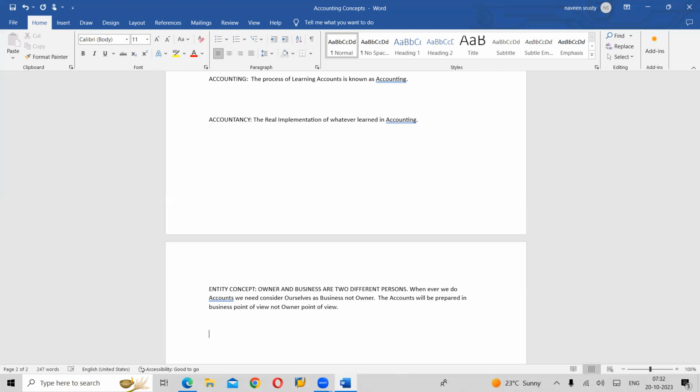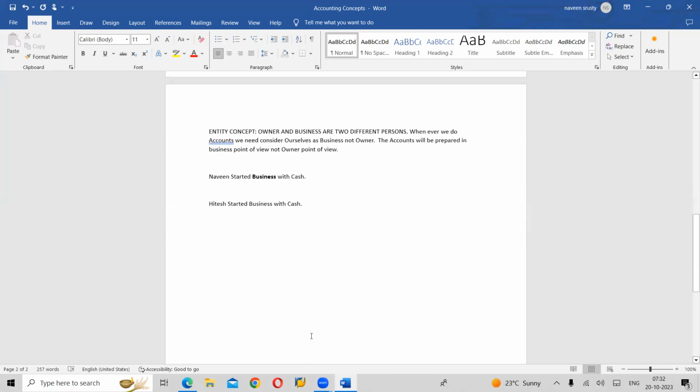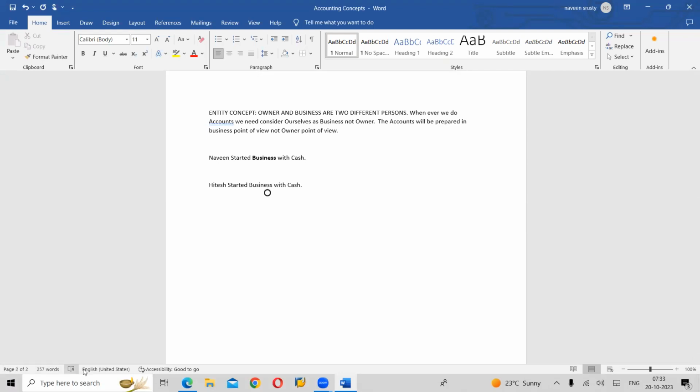Understood? So for example, Naveen started business with cash. Here, what do I need to consider? Who am I in this? We need to consider ourselves as a business, not the owner. Naveen is a separate person. Understood? For example, the same thing: Hitesh started or introduced business with cash. So now who are we? Business. Always remember, we are always business.